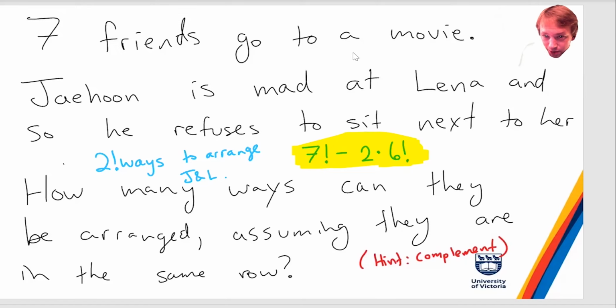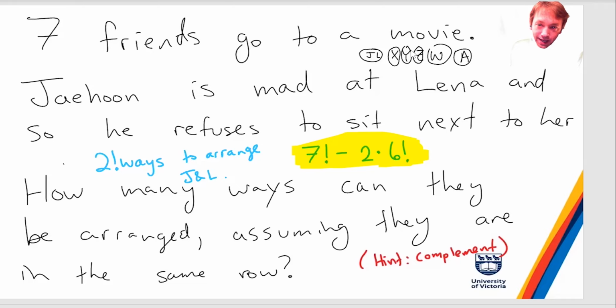But yeah, so how is it 6 factorial? The way to think of this is how do we count permutations where they sit beside each other? You put them together, J, L, and I don't know who the other people are called. Let's call them X, Y, Z, and W. Putting those 2 people together is the same as putting them in a blob, and then permuting. Wait, 1, 2, 3, 4, 5, 6 people. I need another person. Yeah, A. Now it becomes 6 objects which we permute.